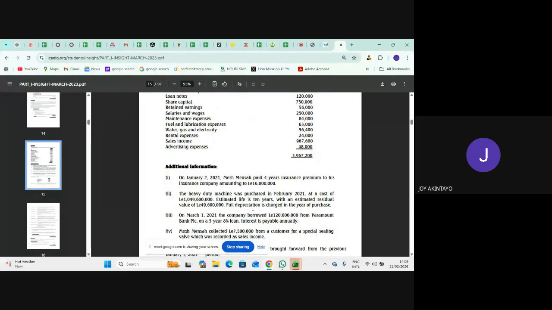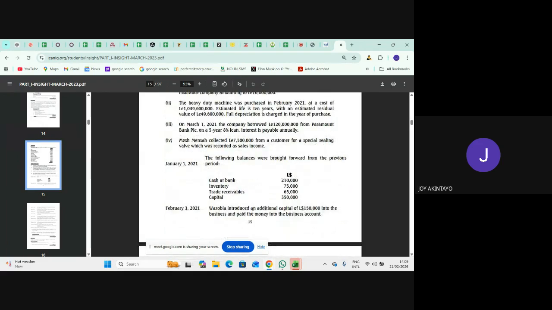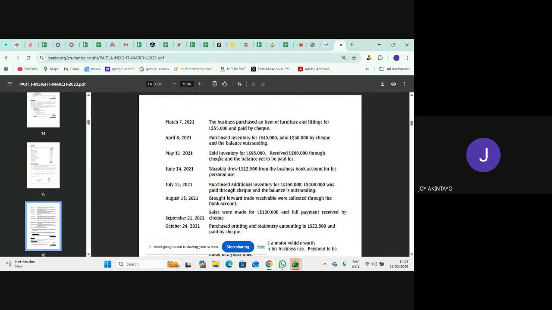Or spare parts. And we have been told that he collected this on earned income. Then we have been told that the following balances were brought forward from the previous period: cash at bank, inventory, trade receivables, capital. Then Wasobia introduced additional capital into the business and paid it in. Likewise, we have all this. Then the closing inventory is this.